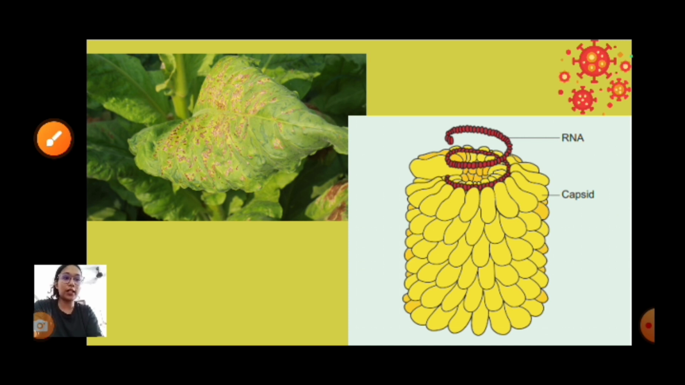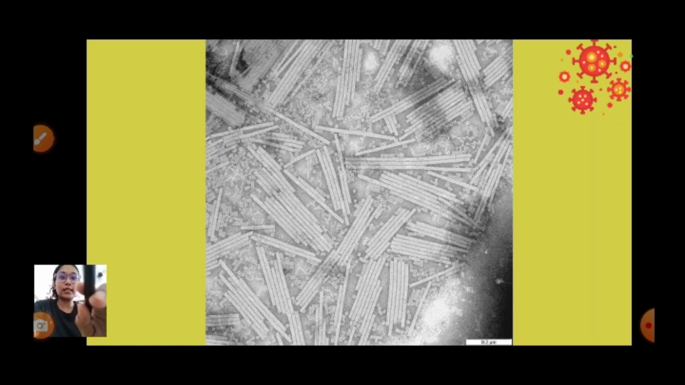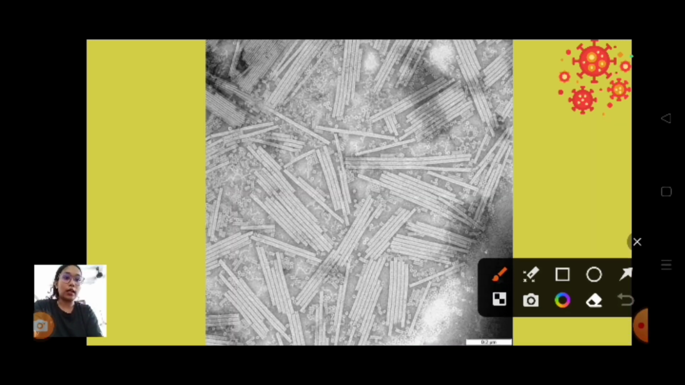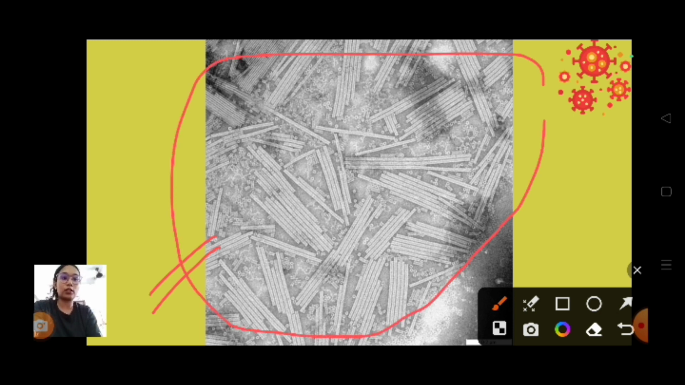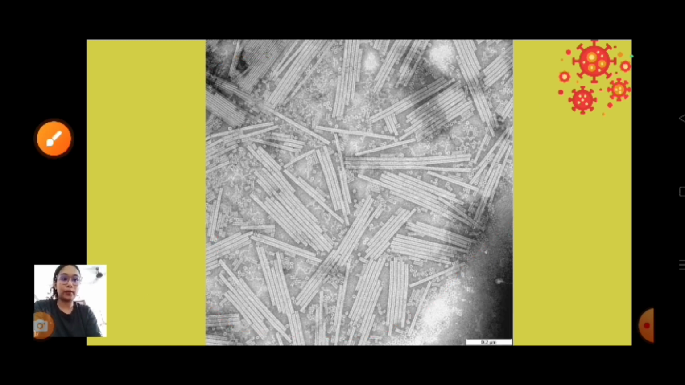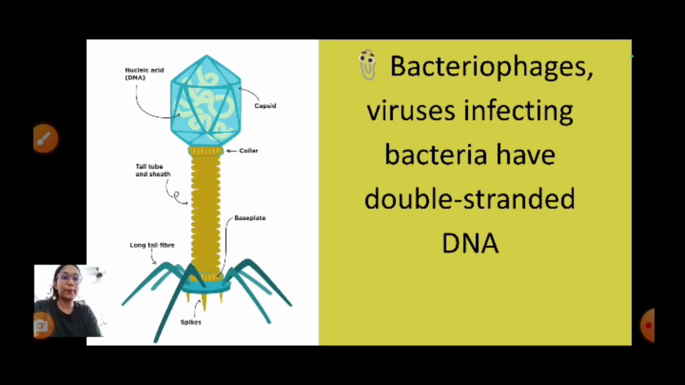So moving on to the next slide. This is Stanley. Remember, he first crystallized tobacco mosaic virus. So this is what he found out. This is tobacco mosaic virus in crystal form. Clear? Moving on to the next slide.